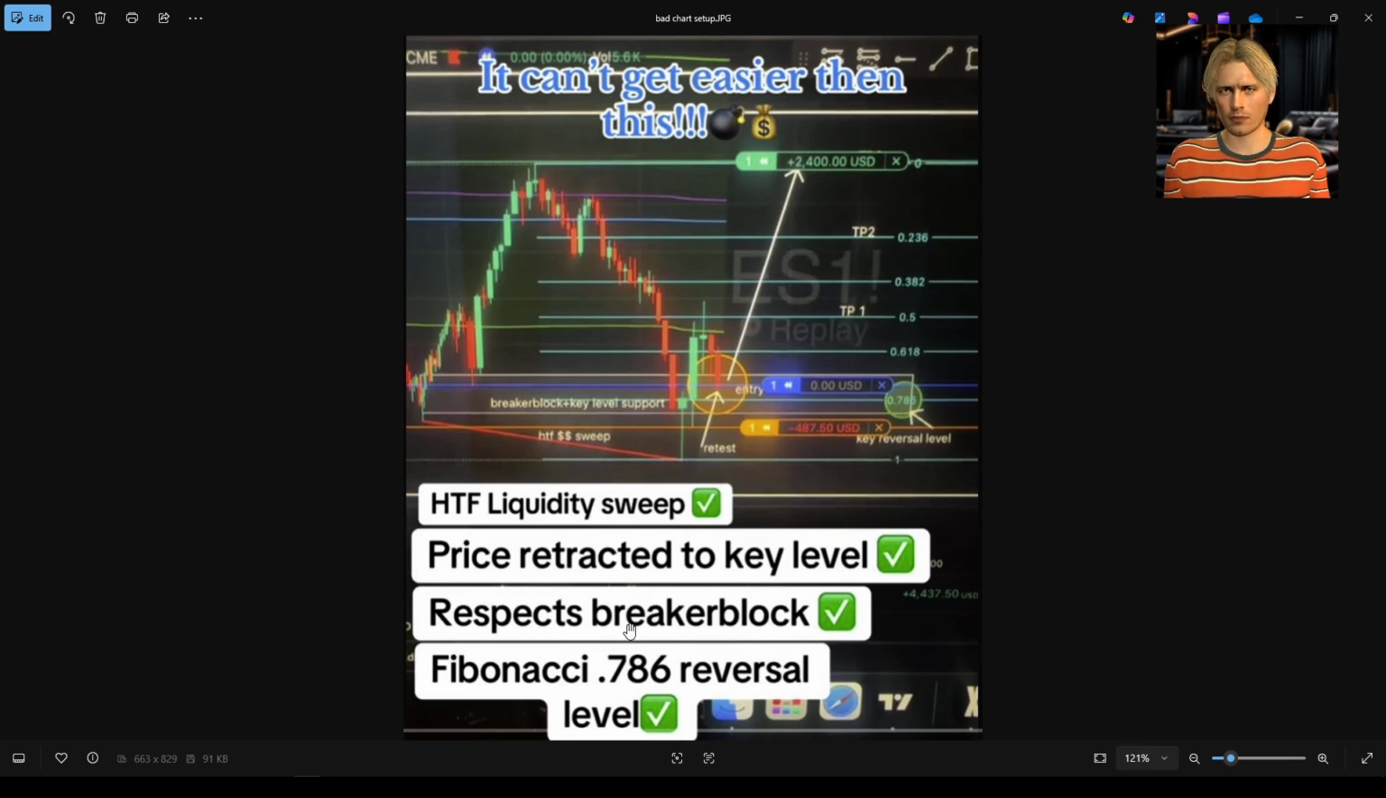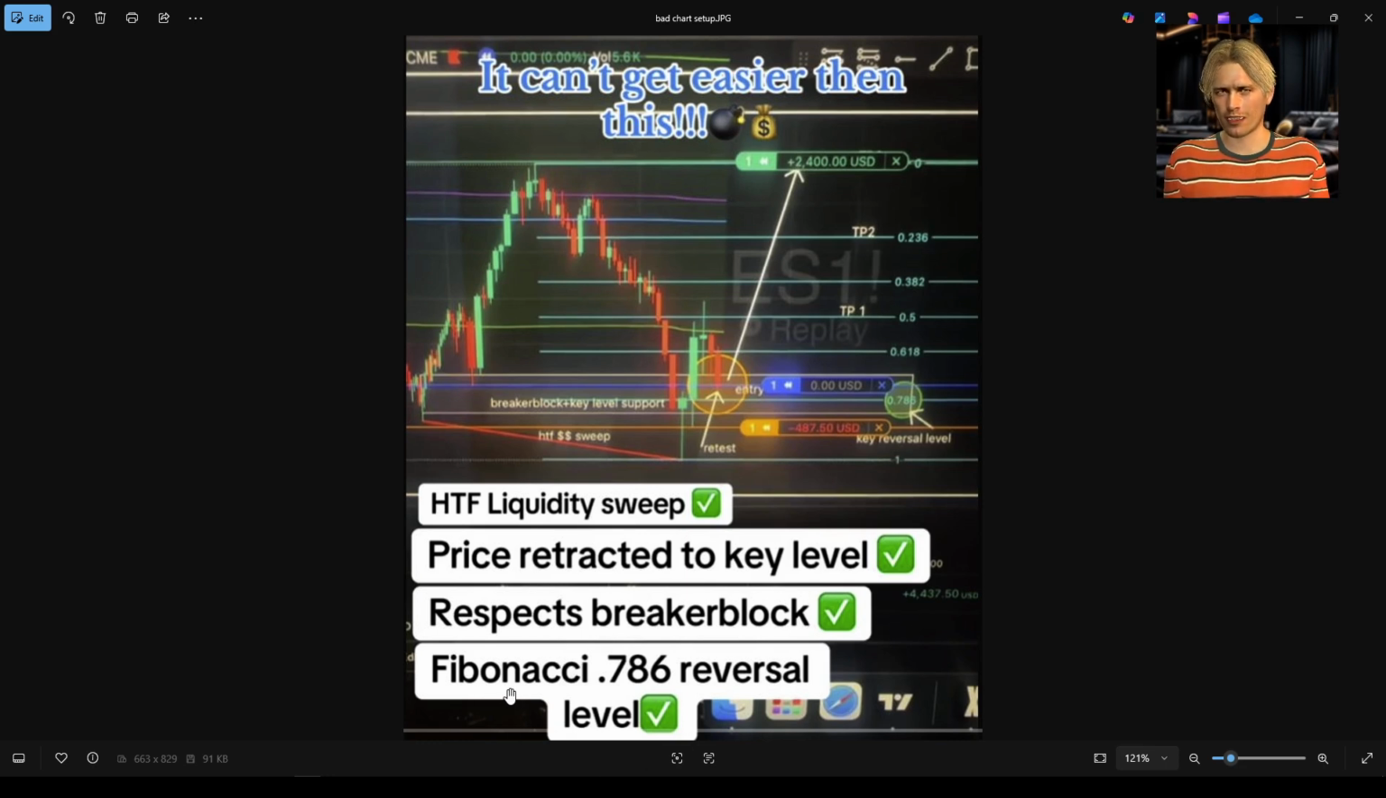Respect, what is this? Respect breaker block. Okay, that's a big word. Let me give you a red flag alert on that one, guys. Breaker block is a made-up term from ICT and smart money concept lingo meant to sound institutional. What it really is, is a renamed support and resistance zone, usually drawn in a way that fits the narrative after the move. These blocks are subjective, cherry-picked, and have no consistent statistical edge.